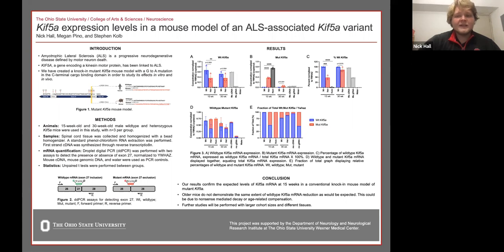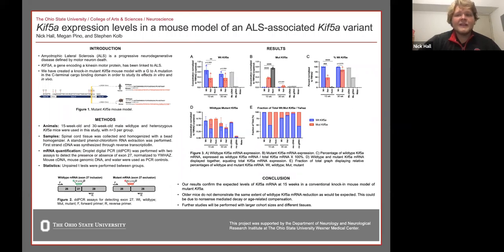We first dissected the mice and collected spinal cord tissues. We homogenized the tissues using beads and then isolated the RNA through a standard phenylchloroform extraction. The samples were then treated with DNase in order to remove any remaining DNA and obtain as pure of RNA as possible. Reverse transcription PCR was then performed using purified RNA to create first-strand complementary DNA, or cDNA.